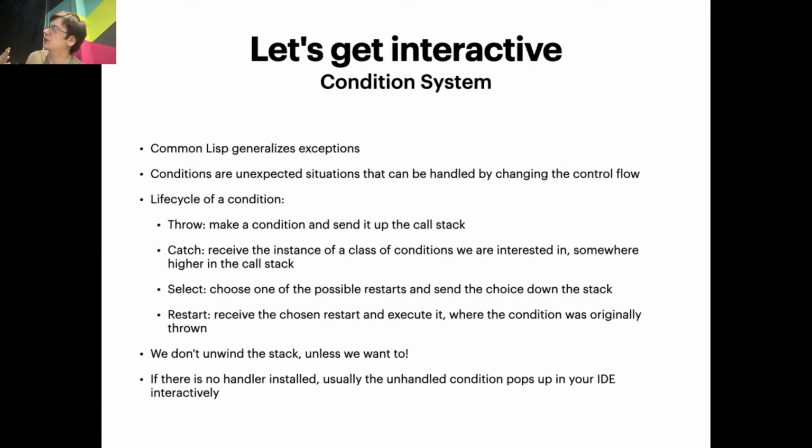So then this part of the code higher up the call stack can choose one of the possible restarts, and then it can send this choice back down the call stack. So the control flow returns back to the thrower, and then the thrower does whatever the restart was chosen up the stack. And so either the program can be terminated, or one of the variables can be replaced, etc.